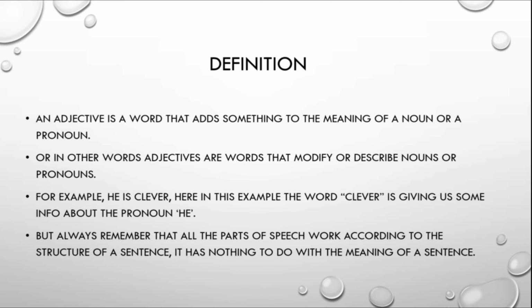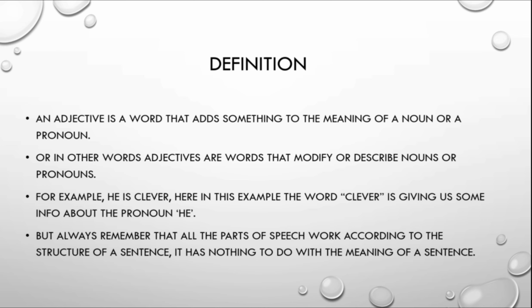Or if I say Ali was disappointed. Now, who was disappointed? Ali. And how was he? He was disappointed. So the word disappointed is referring to who? To Ali. So it is telling us something about Ali. Or if I say that I'm happy. So the word happy is telling us something about me, the word I. Okay?